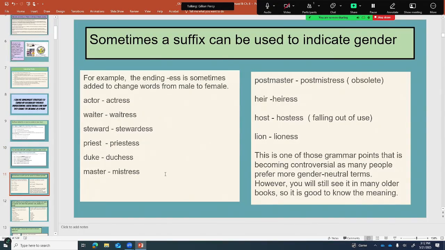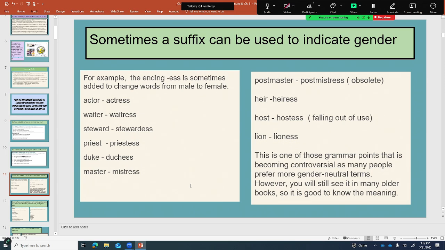Okay, and then sometimes a suffix is used to indicate gender. This is one of those grammar points that's becoming a little more controversial, as a lot of people would prefer more gender neutral terms. However, you will still see this sometimes, so it's good to know the meanings.